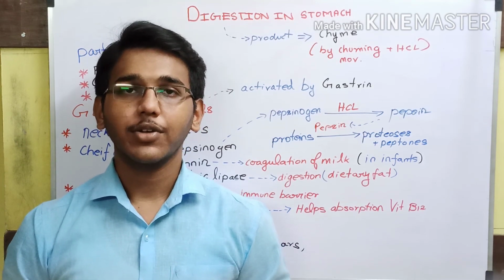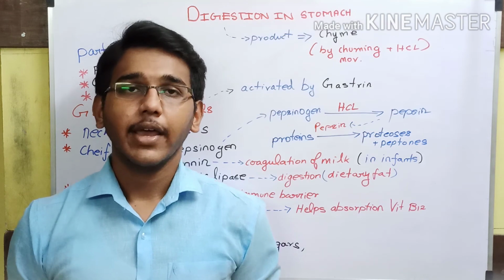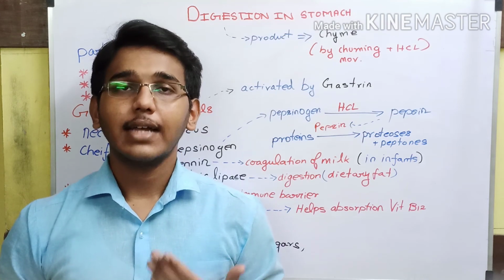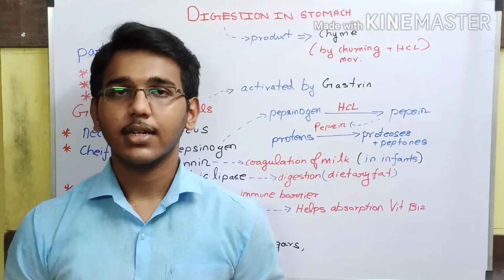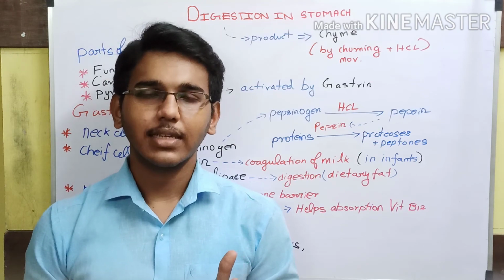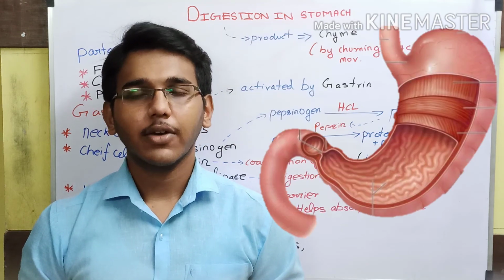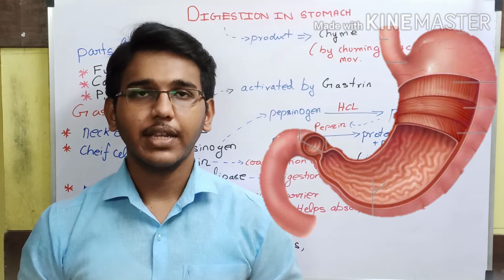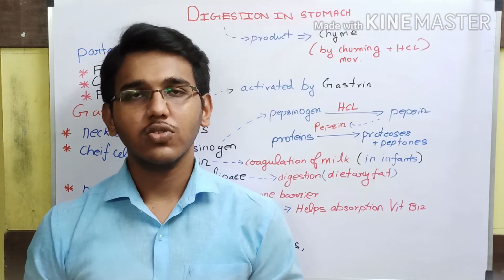Today in this video we are going to discuss digestion in the stomach. In our previous video we discussed digestion in the buccal cavity, that is the mouth. So what happens in the stomach during digestion? The food material from the buccal cavity reaches the stomach through the esophagus.